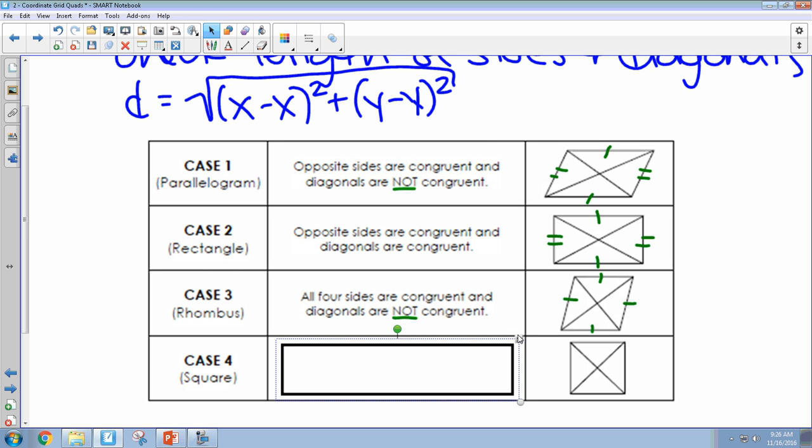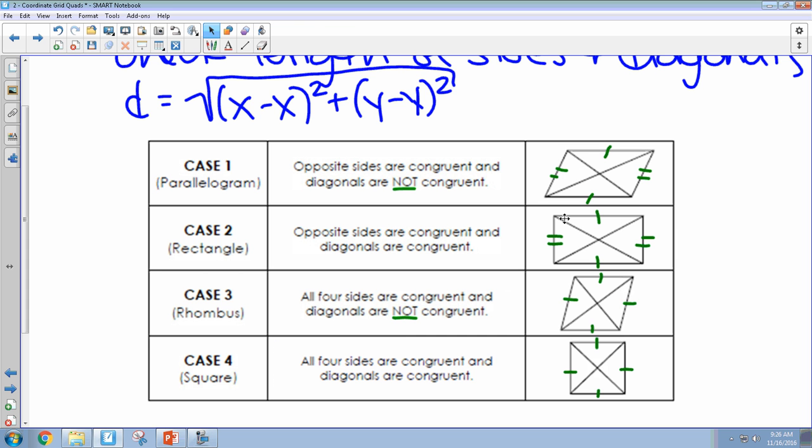Last one is squares. Again, if you look at it, opposite sides are congruent. And since a square has the properties of a rectangle, your diagonals are also congruent to each other. So you would check that all four sides are congruent and that your diagonals are congruent. Again, here it is in words. So if you have all four sides congruent and your diagonals are congruent, then it is a square. Make sure you have all this written down. Feel free to pause it if you need to, and then we will do a few examples.